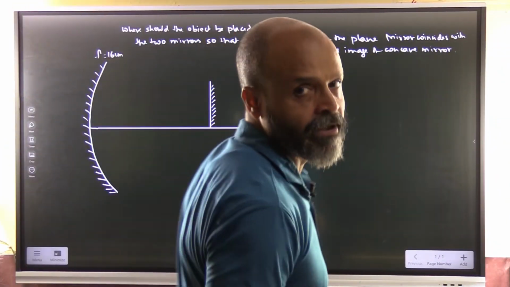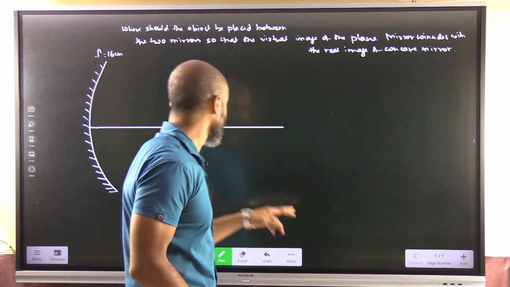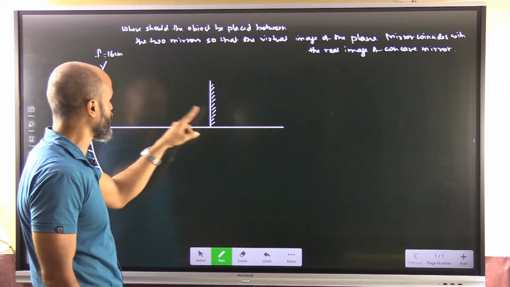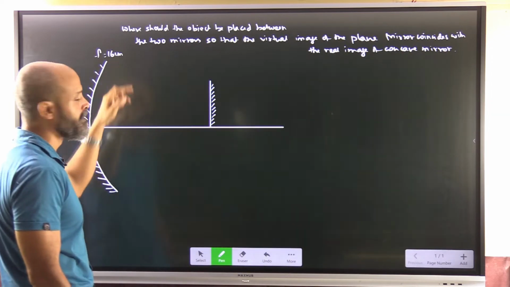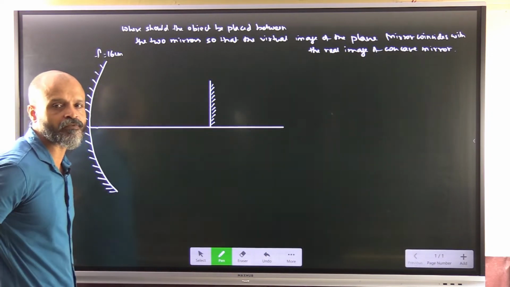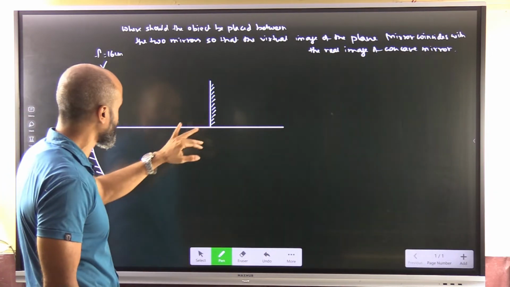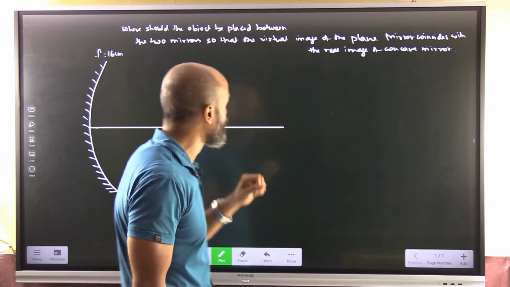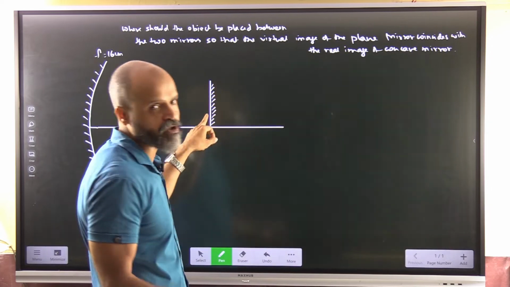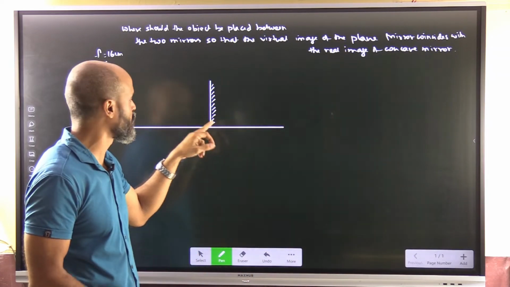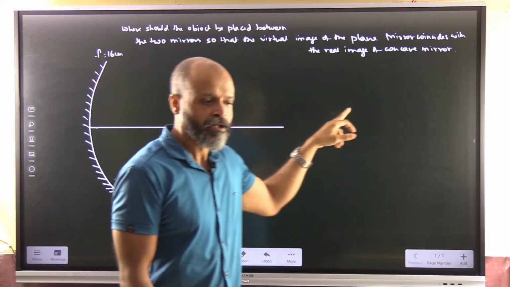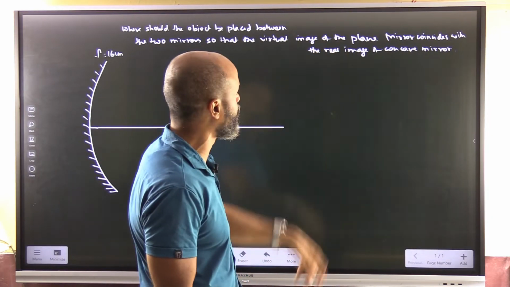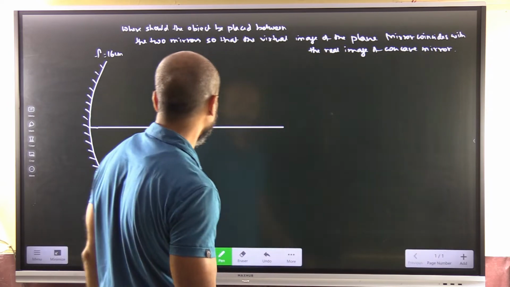Okay, people, so in this question, there is an object that needs to be placed here between the two mirrors. There is a concave mirror which has a focal length of 16 centimeter, and there is a plane mirror. There is an object which needs to be placed somewhere between the two, so that the virtual image, obviously the plane mirror will always form a virtual image, which is formed by the plane mirror, coincides with the real image of the concave mirror. Okay, so how will this happen?